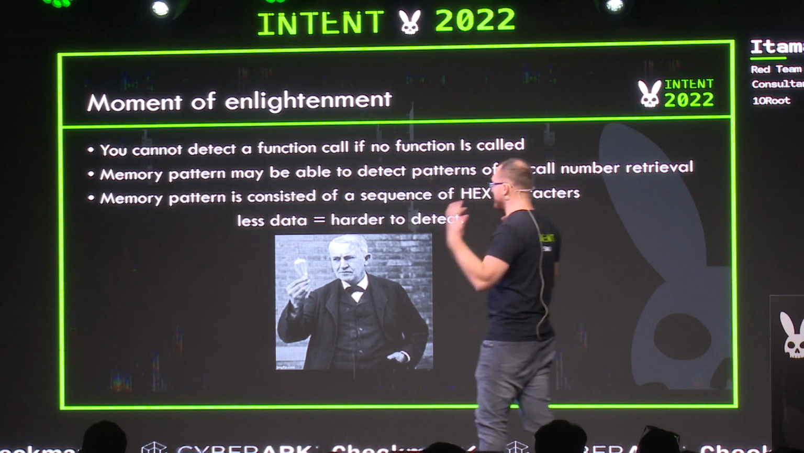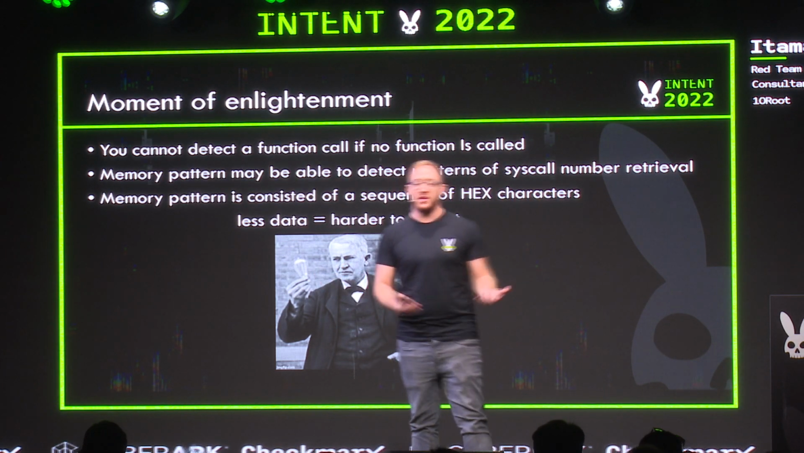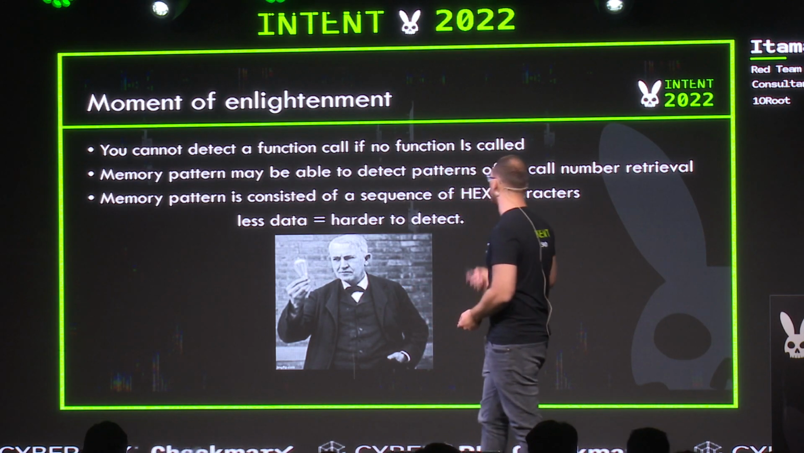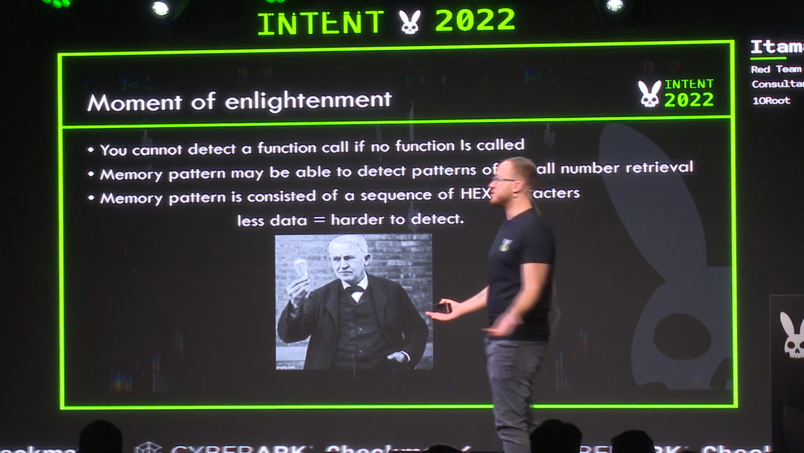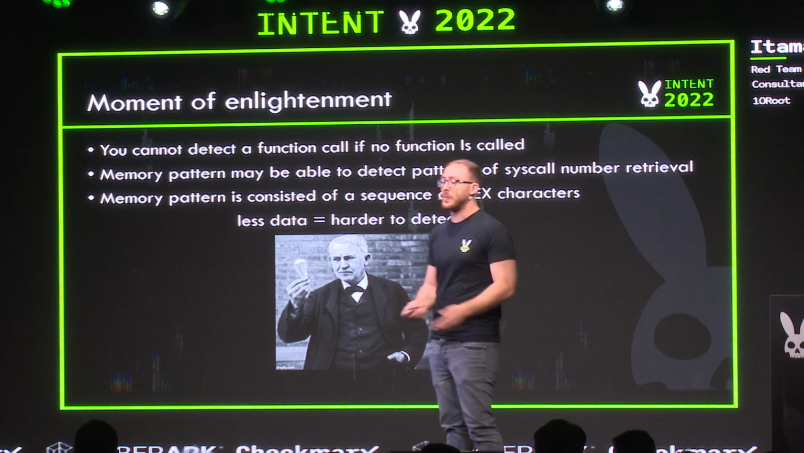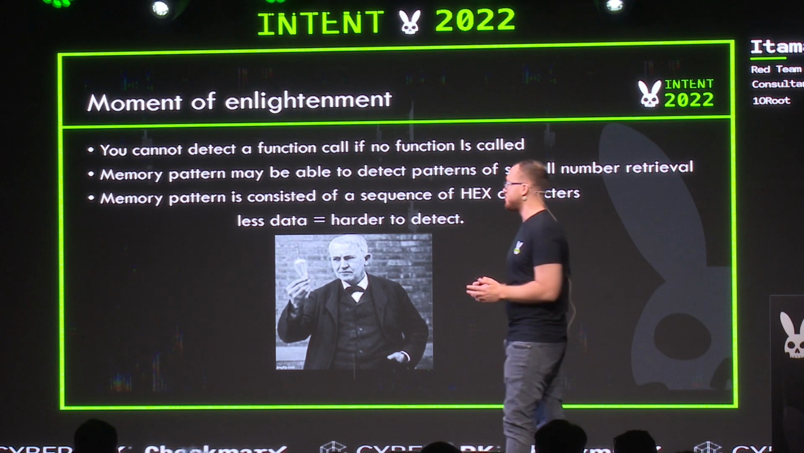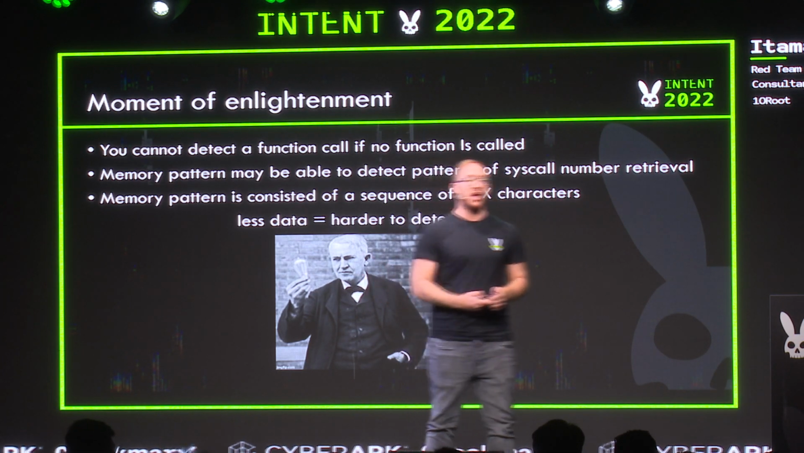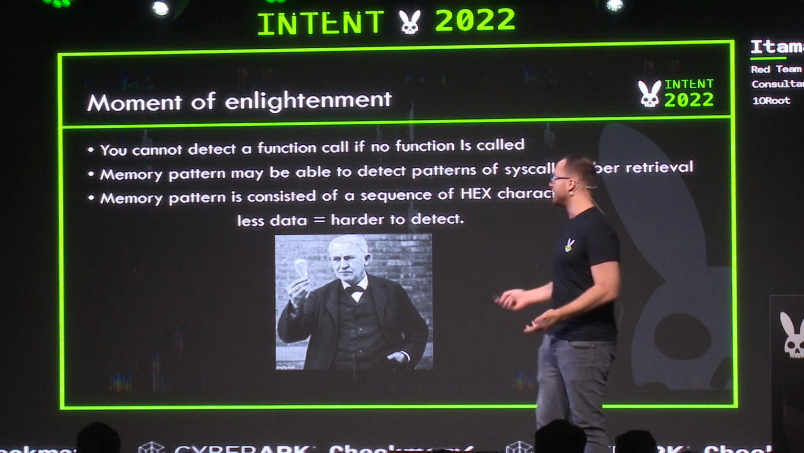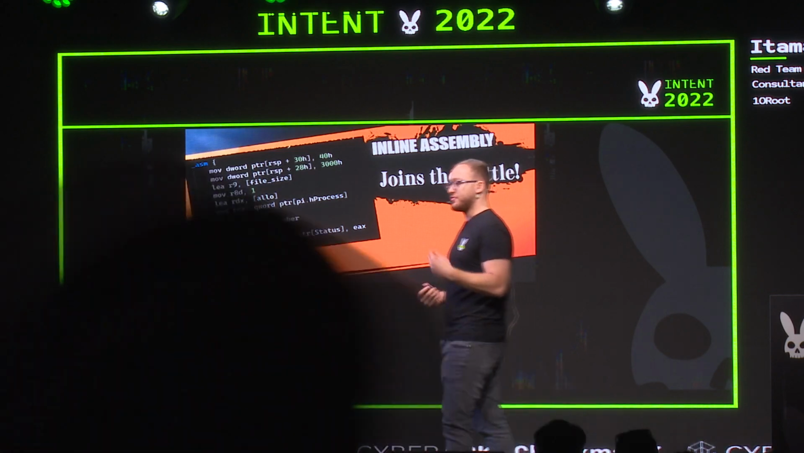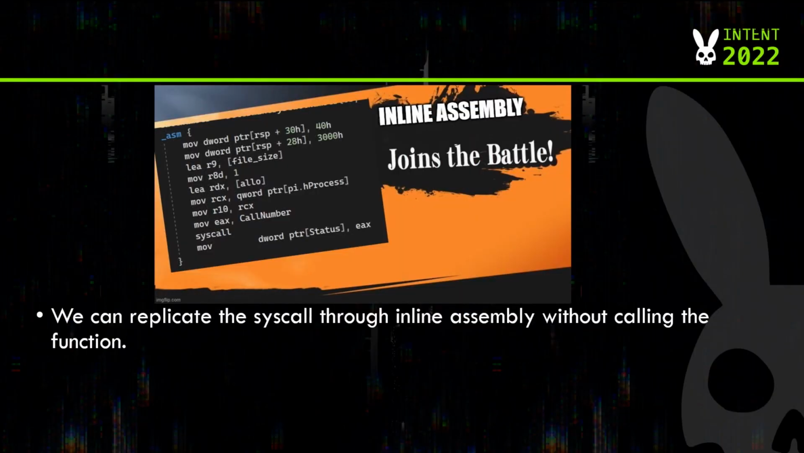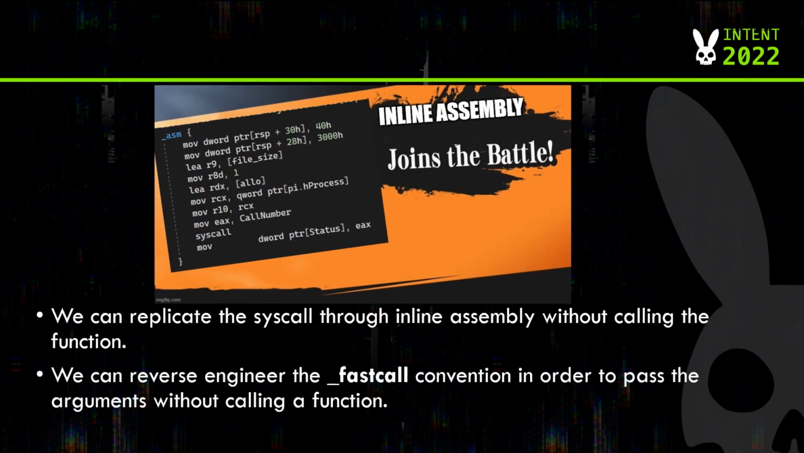And the third idea, and that's a general idea, is that a memory pattern consists of a sequence of hex characters. So if we provide less data, there are fewer things to detect, and it becomes harder. With these three ideas, we continued to think, and then we came up with the idea of using inline assembly. Inline assembly has provided us with the following. It allowed us to replicate the syscall through inline assembly without actually generating a function call. So this is one, and it's very important.